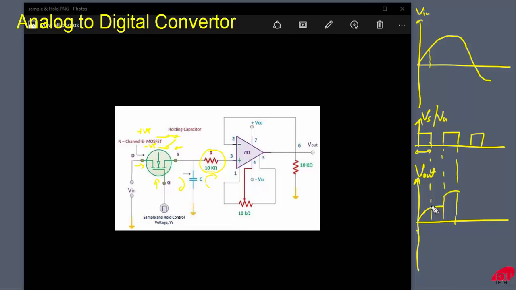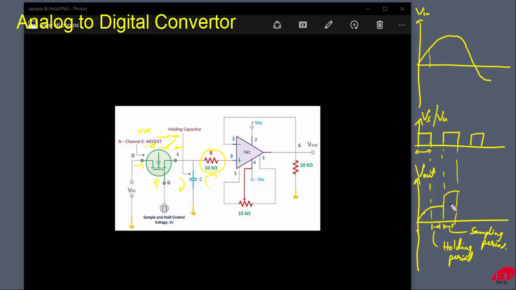So the time for which the capacitor holds the charge is known as the holding period, and the time in which the samples of the input voltage are generated is known as the sampling period. So in this way the samples are generated using the analog input value.